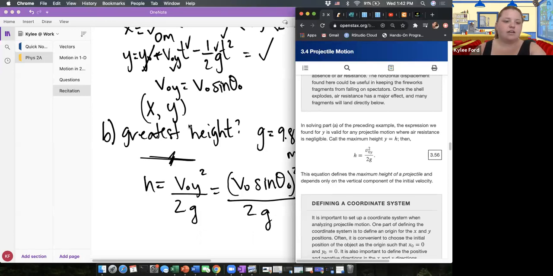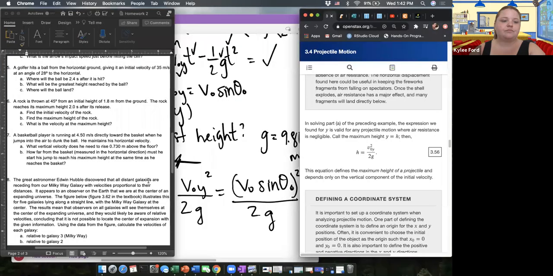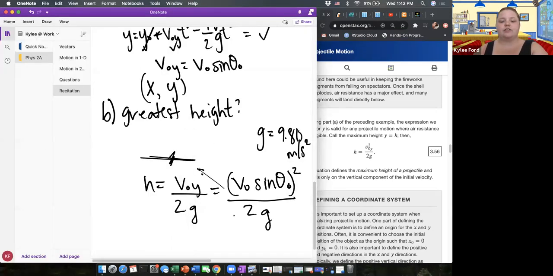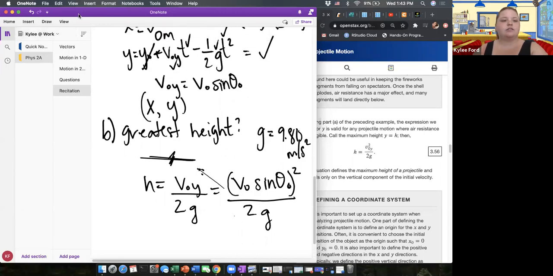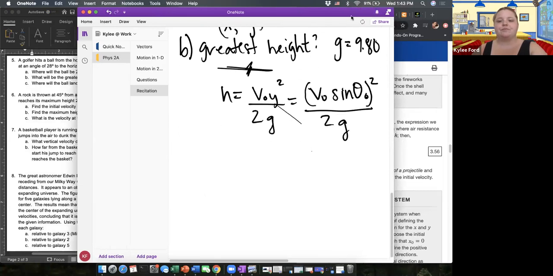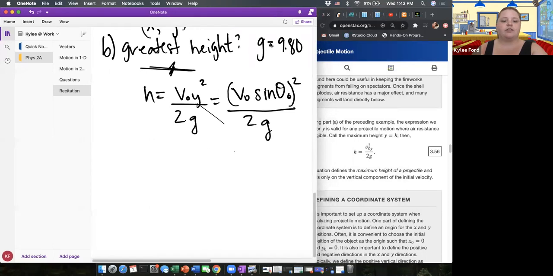Okay. Now let's see for part C. Where will the ball land? Now it's asking where the ball will land at the very end of its trajectory. Sorry, my computer is not being nice. There it goes. Okay. So again, where will the ball land? Where is it going to be at the very end of the trajectory?